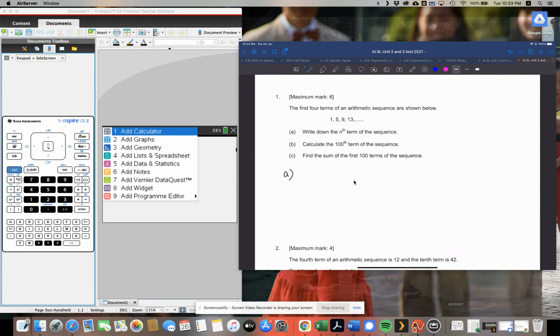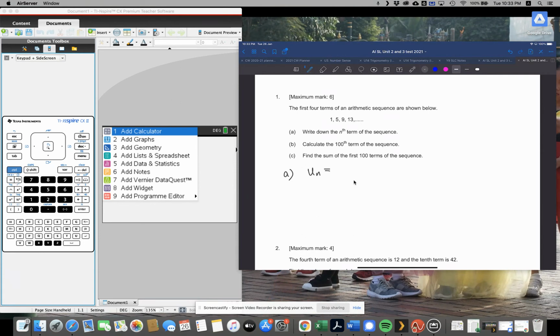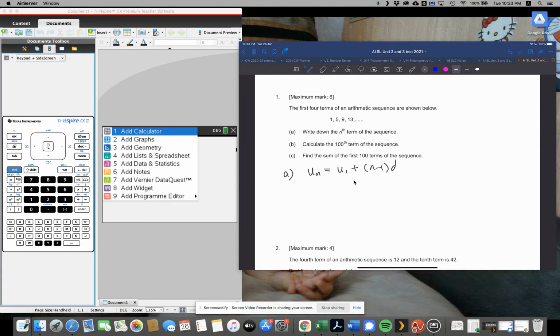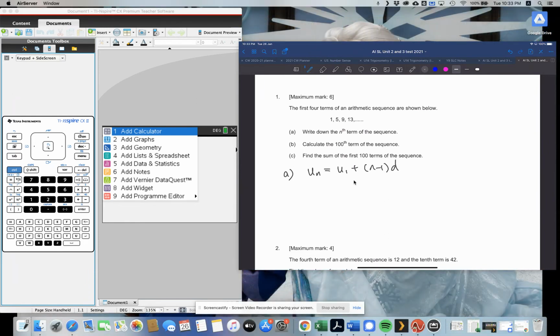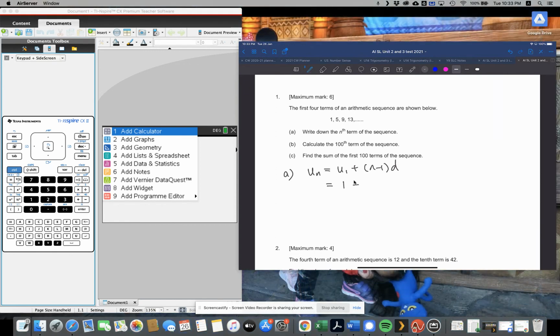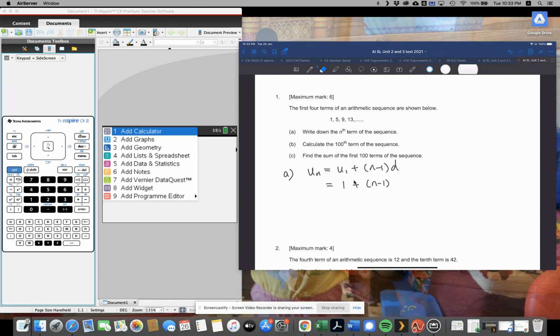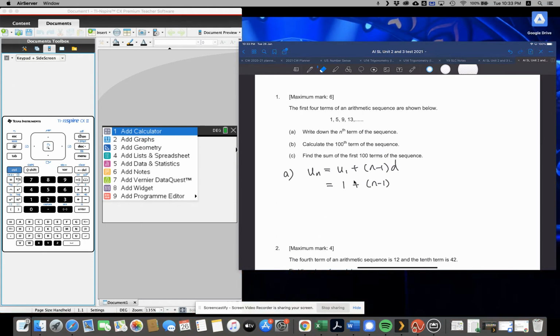So for part A, if you use the formula for it, un must be the first term plus n minus 1 d, which is the common difference. In this case, term 1 is 1. We do not know n, but we do know d must be 5 minus 1, which is 4, or 9 minus 5, which is also 4. So you have 4 there.